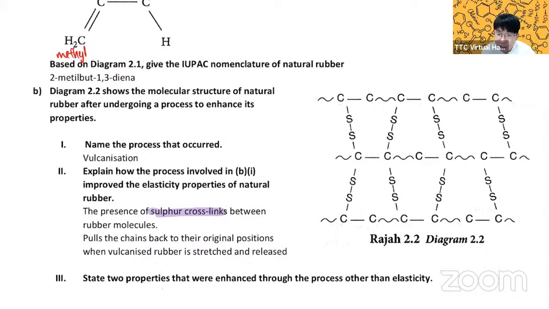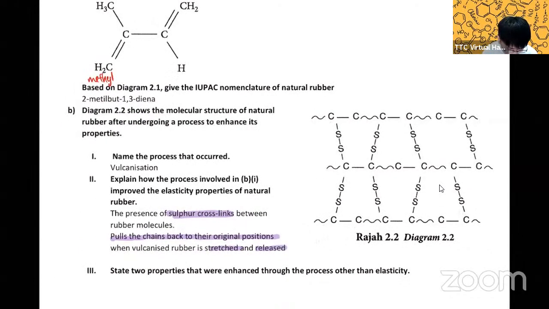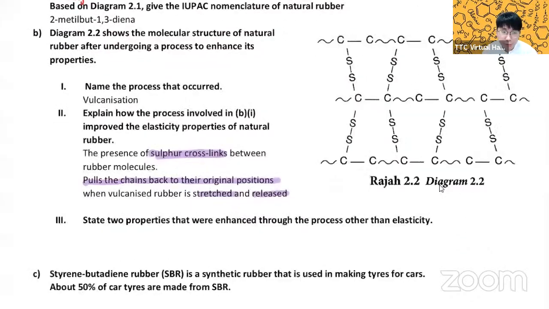Methyl or methyl? Both can. The normal methyl also can. So the sulfur cross-links between rubber molecules enable them to pull the chain back to their original position. So when vulcanized rubber is stretched and released, it is more elastic. It means when you pull, they stretch, but the sulfur cross-links pull them back to their original position. And definitely two properties from here: more heat resistance and more oxidation resistance.